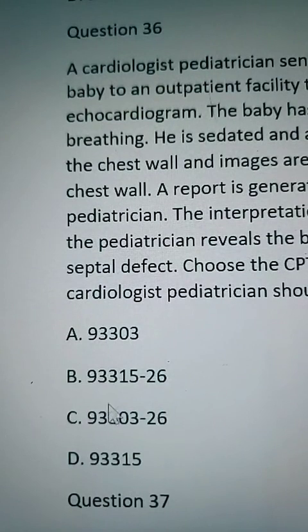All right, here's another one. We've got 03, 03, and then 15 and 15. So we'll have to look up both to see what we're doing here.